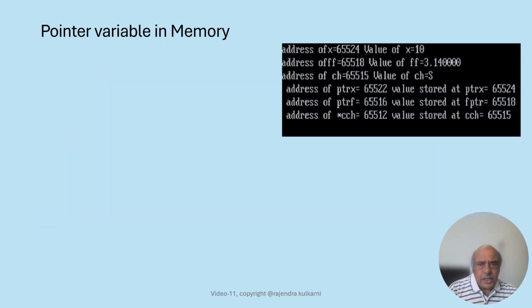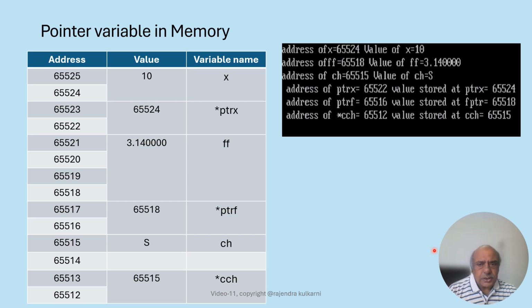So when I ran this program, this is the screenshot. It gives me the address of x and value of x using pointer notations. It also gives me the address of ptrx and value stored at ptrx. Let us see how it happens in the memory.